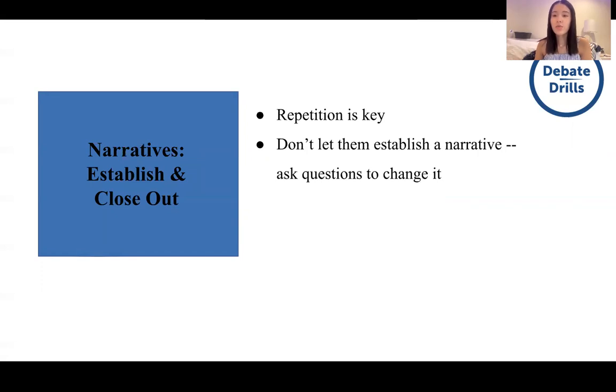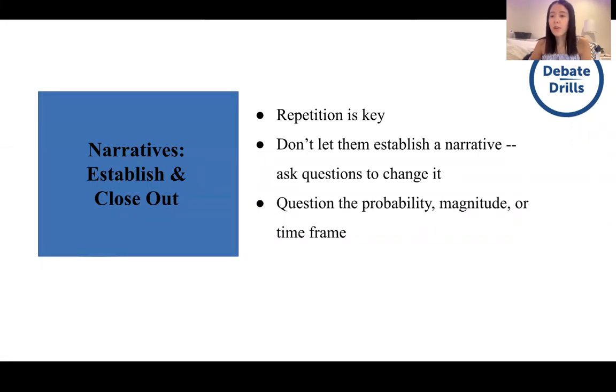Ask them questions to be able to sort of change their line of narrative or crowd them out of their own narrative. Force them to go for something else or destroy their narrative altogether. You can do this through questioning the probability, magnitude, or time frame of their impact.